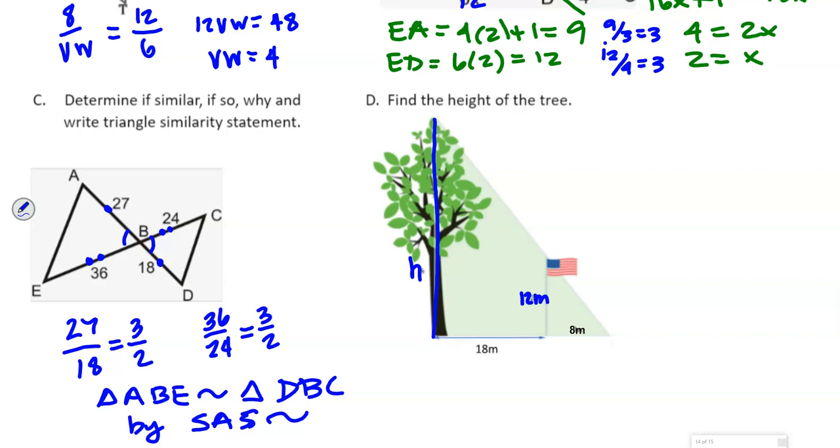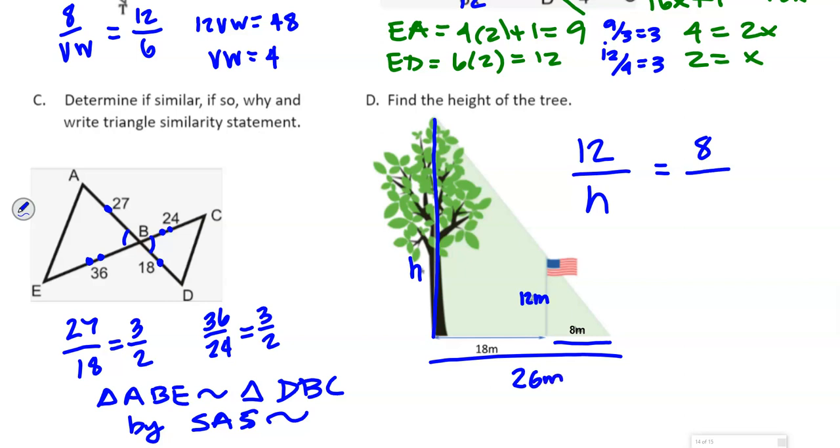So let's talk about the height of the flagpole over the height of the tree, okay? That's going to be equal to this part down here, which is, I don't know, the base, you call the base. But then we need the whole base, don't we? So we got to add the 18 and the 8. So that's going to be 26 meters, okay? So that's got to be over 26.